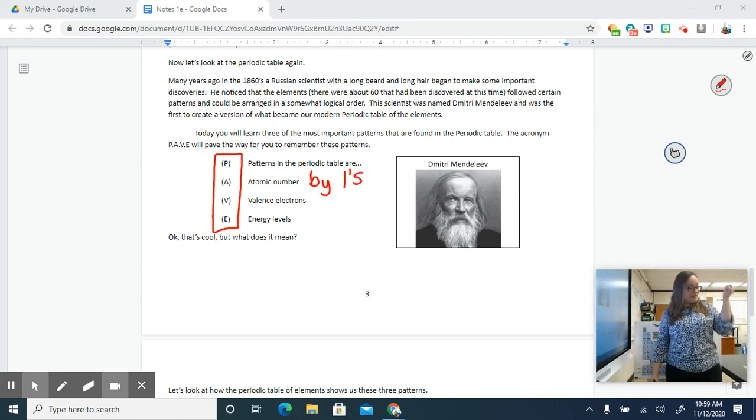All right, valence electrons. The valence electrons are the outermost electrons, and we'll talk more about them in the next unit because they are what's involved in all the chemical reactions. But those valence electrons definitely have a pattern. Everything here in family 1, 1 valence electron. Everything in family 2, 2 valence electrons.